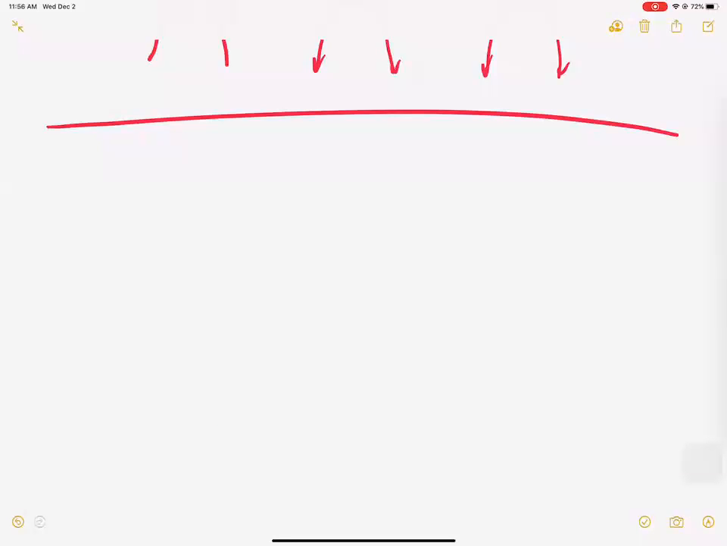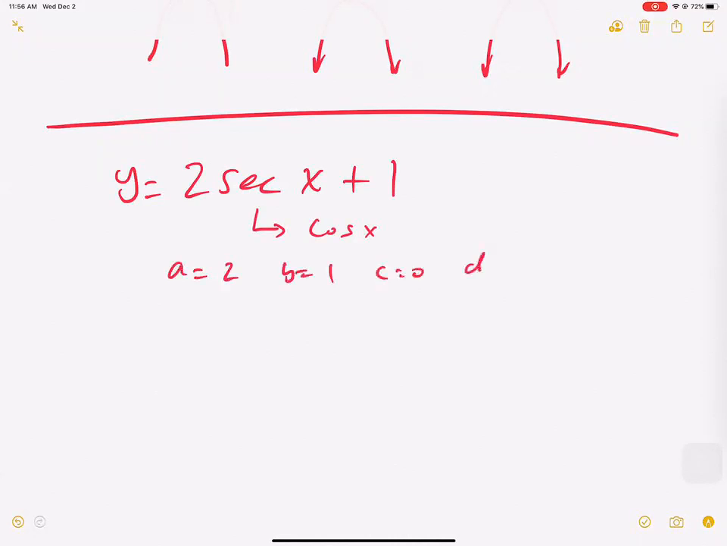All right, let's take a look at how secant looks. If I graph, let's say, y equals 2 secant of x plus 1, we said secant is the same as cosine, so that's how we're going to frame this: as a cosine graph. But A, B, C, D, none of this has changed. B, C, and D is 1. So we're going to graph from D onward. We will start from D and move forward.